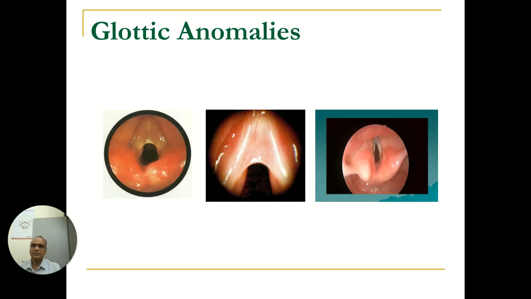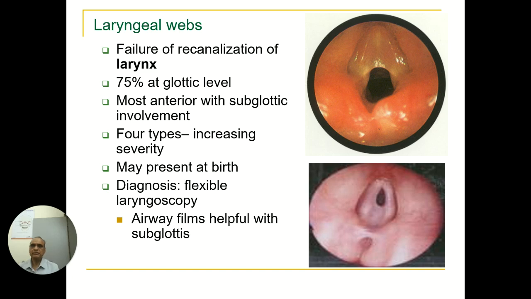Another abnormality we come across is related to the glottis. In this, we get glottic webs, and abductor palsy or vocal cord palsies are possible. After that, we have laryngeal webs. It is described as probably because of failure of the recanalization of the larynx.